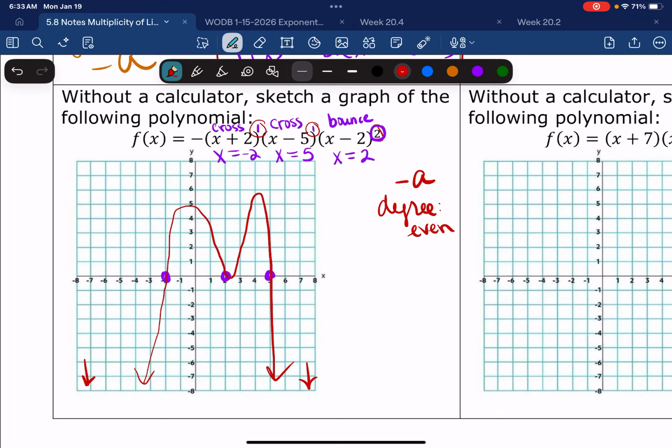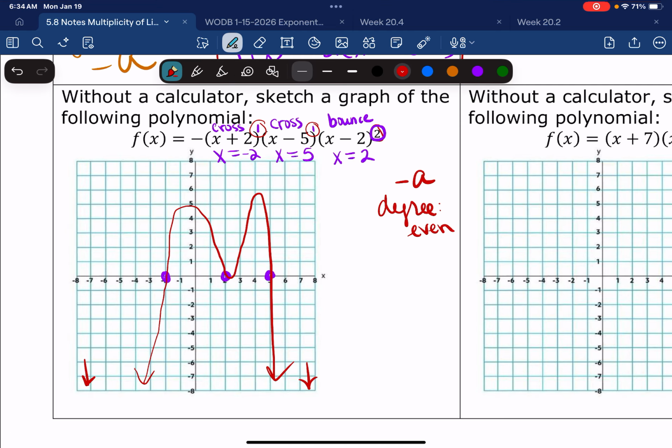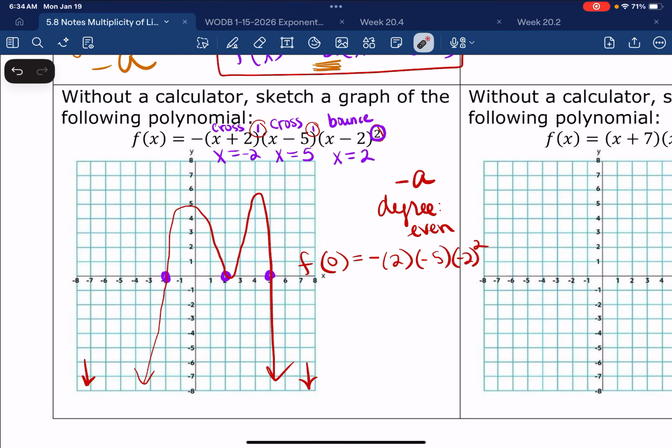Now, if you want to get a better picture, you can always substitute in x values into your polynomial function to determine the height of these bounces, right? So let's do a couple of those, okay? Just very quickly. If we have f of, let's say, 0, when my x value is 0, so that would give me negative. 0 plus 2 would just be 2. 0 minus 5 would give us negative 5, and 0 minus 2 would give us negative 2, and then, of course, that factor would be squared. Again, all I did was sub in the number 0 for all of these x values.